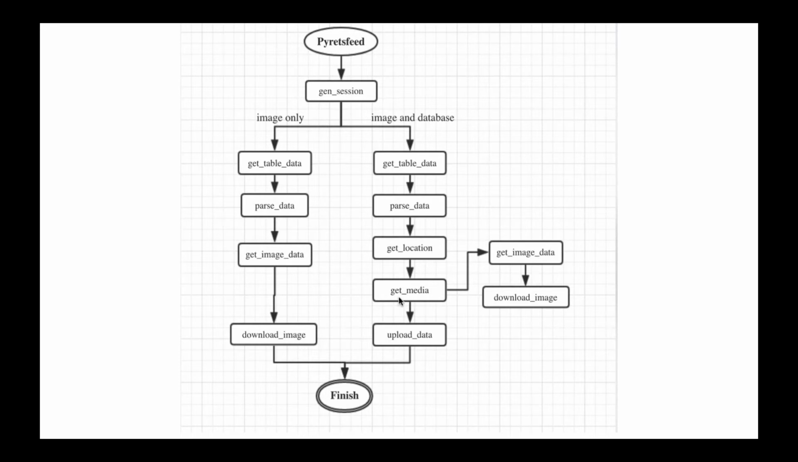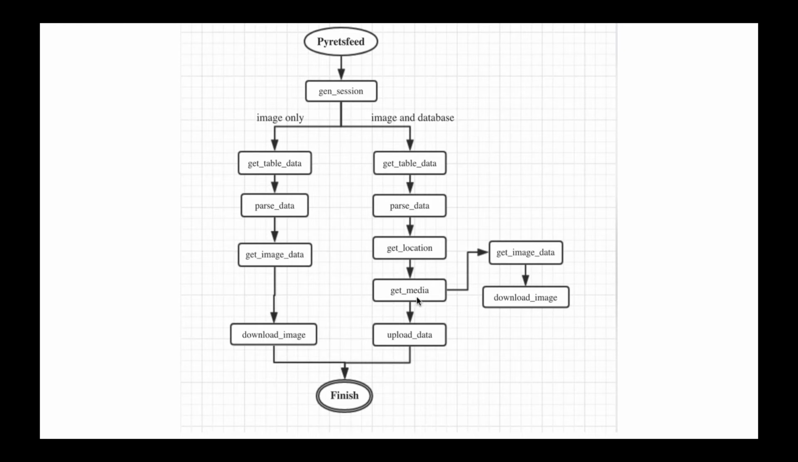Then we call the getMedia function, which means we will download all the images into our machine, into our folders. So it does the same thing as the image only mode. Get the image data the same as this one, and download the images the same as this one.